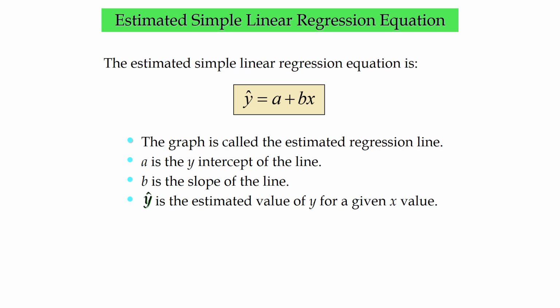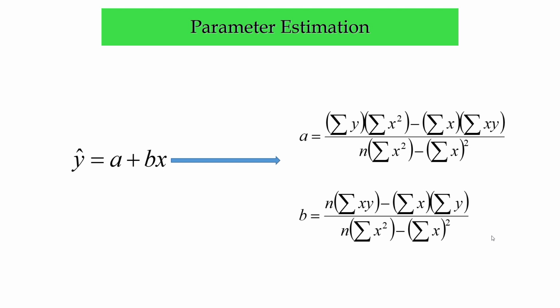So basically, the estimated simple linear regression equation is y hat is equal to a plus bx, where a is the y-intercept of the line and b is the slope of the line, and y hat is the estimated value of y for a given value of x. Alright, so this is how to estimate the parameters a and b.